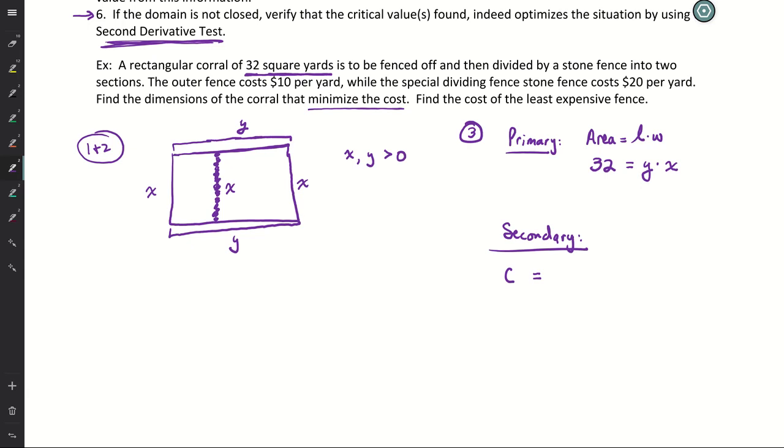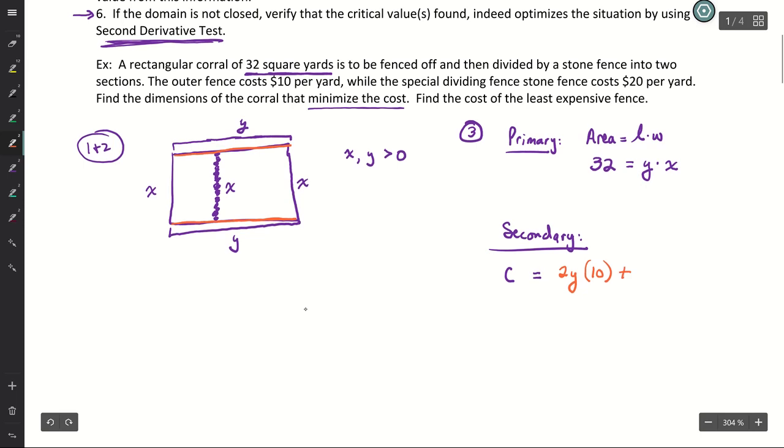Okay, so what I'm going to do first is start by looking at the sides that are outer. So we notice obviously there's a side out here that's outer and there's a side here that's outer. Well, if we add those two sides together to get that length, it's 2y. So we could say 2y, and then how much does that fence cost? $10.